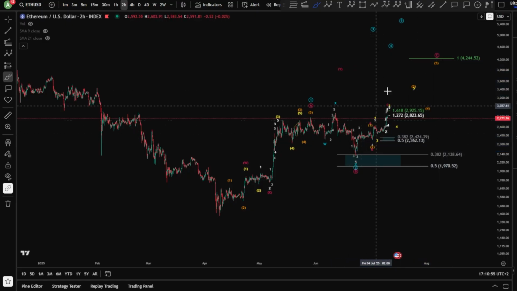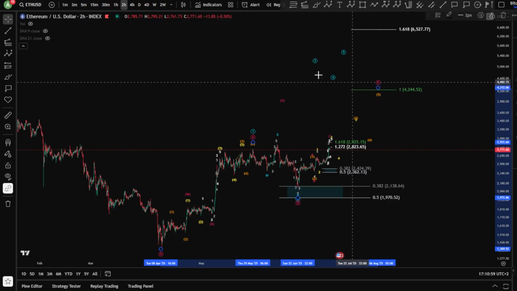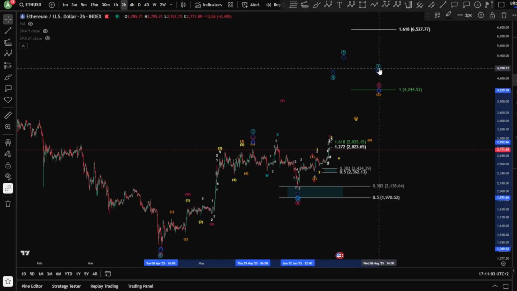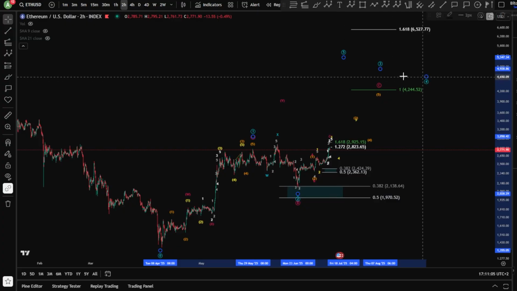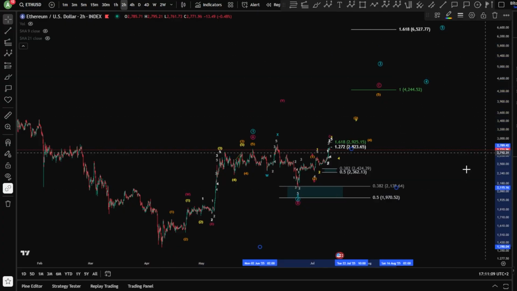So we're gonna check step by step. If we are not in a wave C, you will break this 1-to-1 fib level, moving towards a wave 3 here. Therefore 4 and a 5 continuation for a bull run toward the upside.